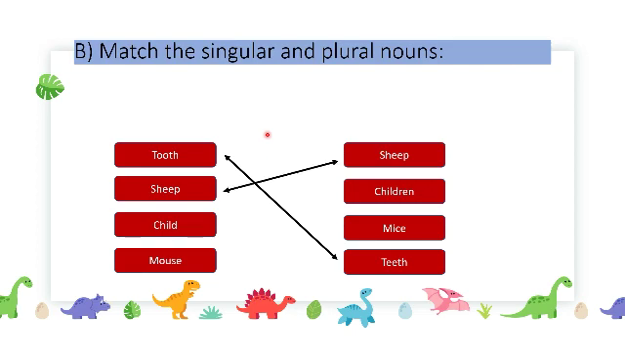So ship, ship. Third one, child. Child is a singular noun. The plural noun of child is children. Okay. And the fourth one, mouse, M-O-U-S-E, mouse. If there is one, we say mouse. And if there are many, we say mice. Yes, it's mice. So let's match.